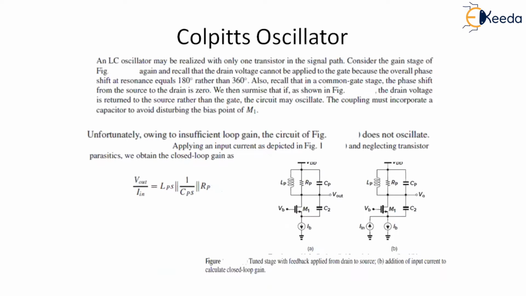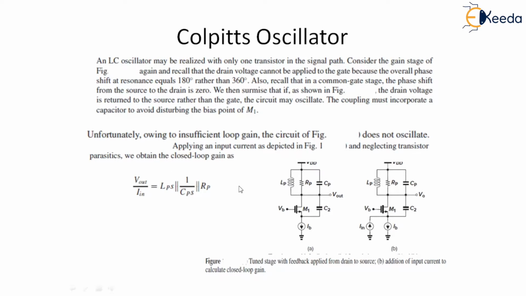Let us see another type of LC oscillator, the Colpitts oscillator. In this, an oscillator may be realized with only one transistor in the signal path. Consider the gain stage as shown in this figure and recall that the drain voltage cannot be applied at the gate because the overall phase shift at resonance equals 180 degrees rather than 360 degrees.